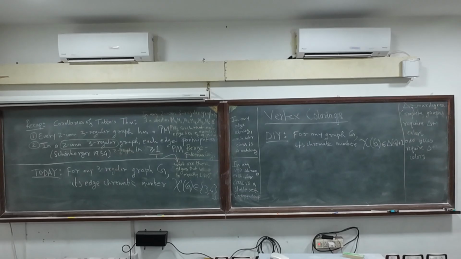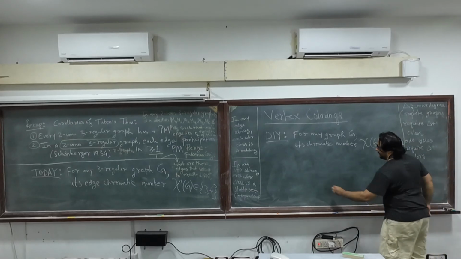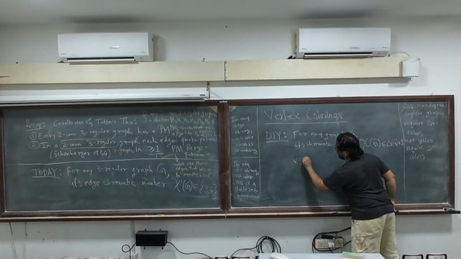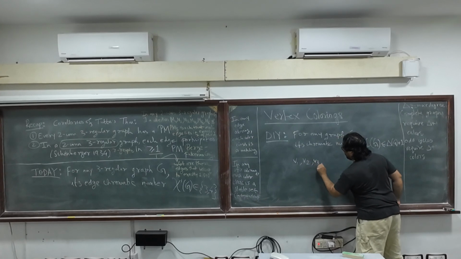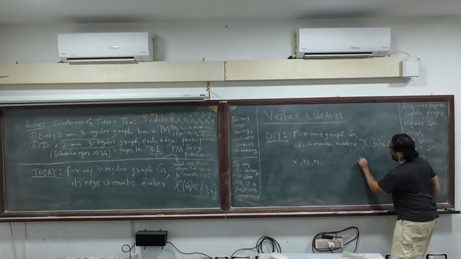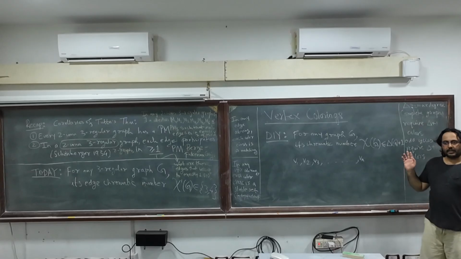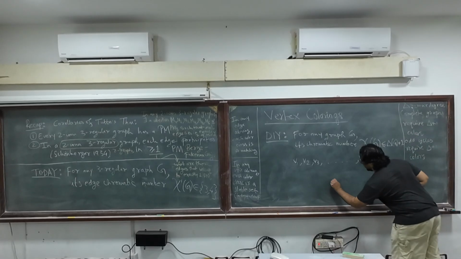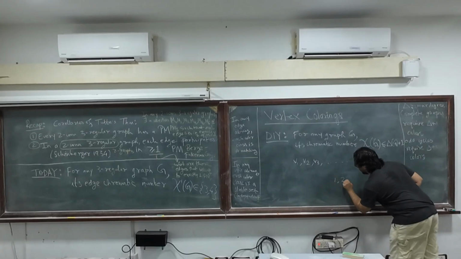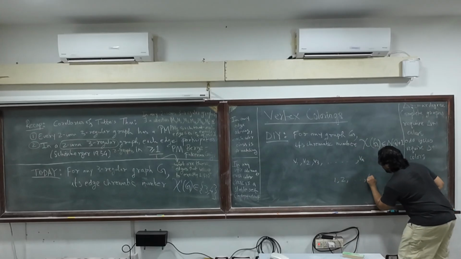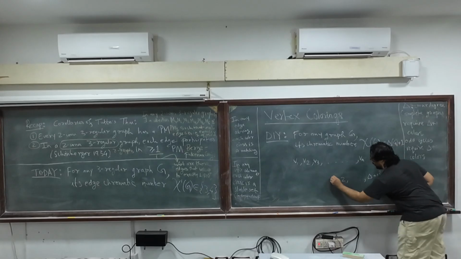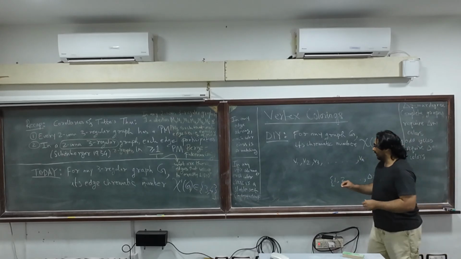20 base cases later, I guess I'll give a small hint. Consider any ordering of vertices, V1, V2. Just consider any ordering and start coloring. You have a palette with delta plus 1 colors. This is color 1, this is color 2, this is color delta plus 1. This is your palette.